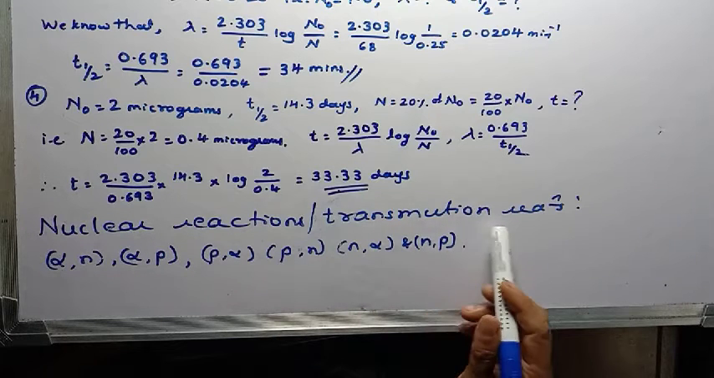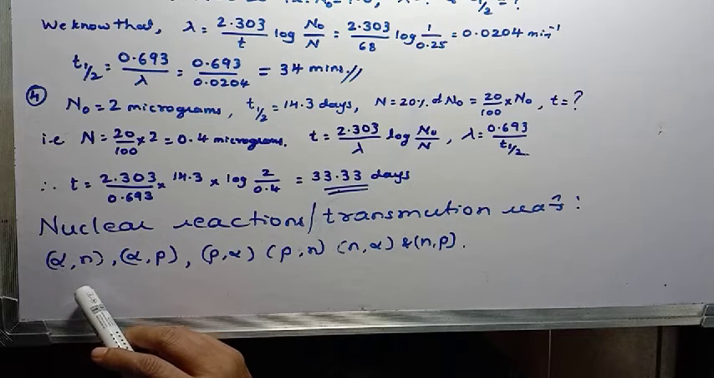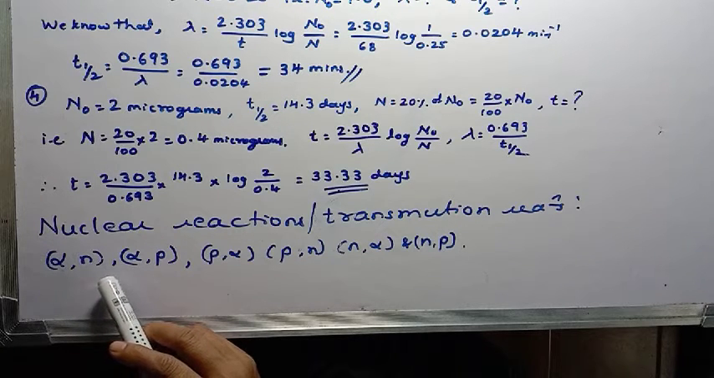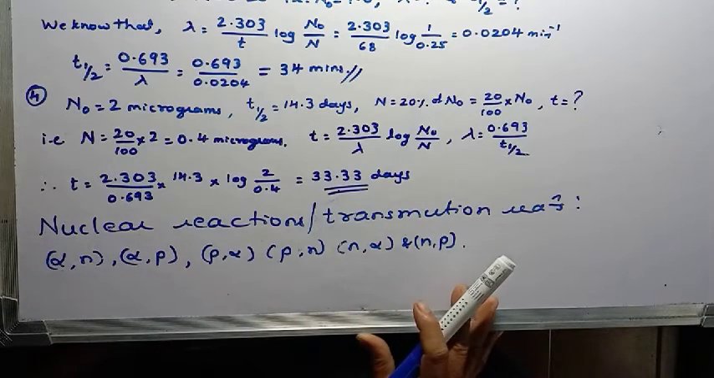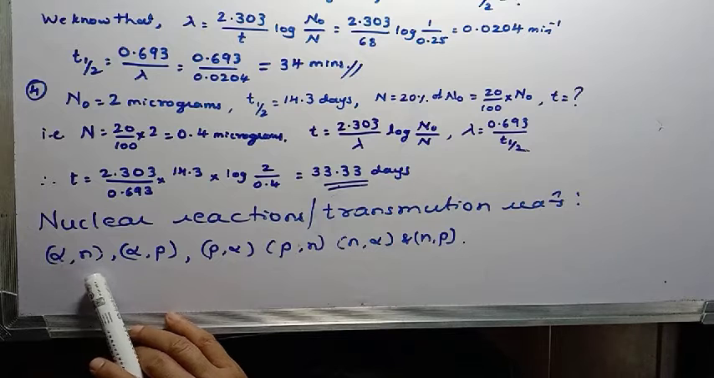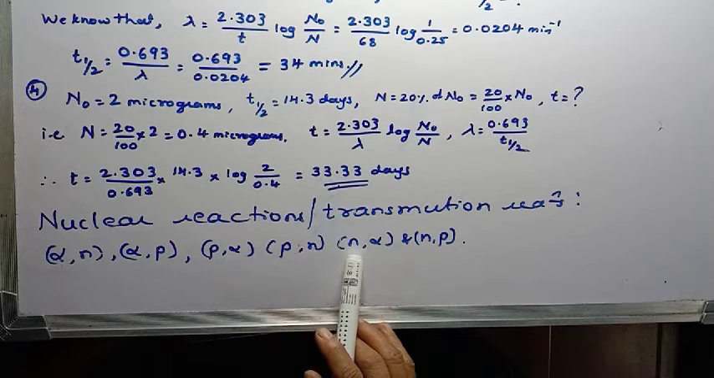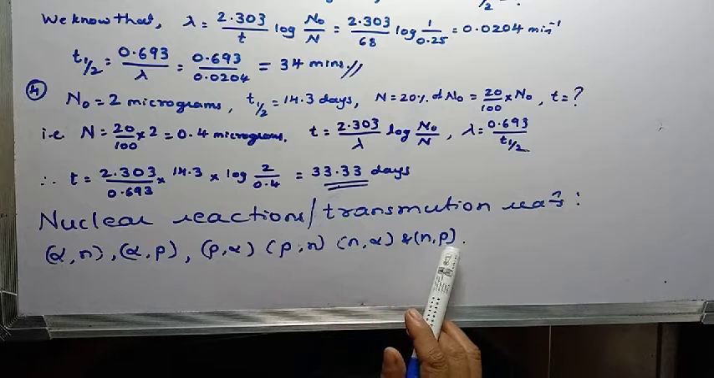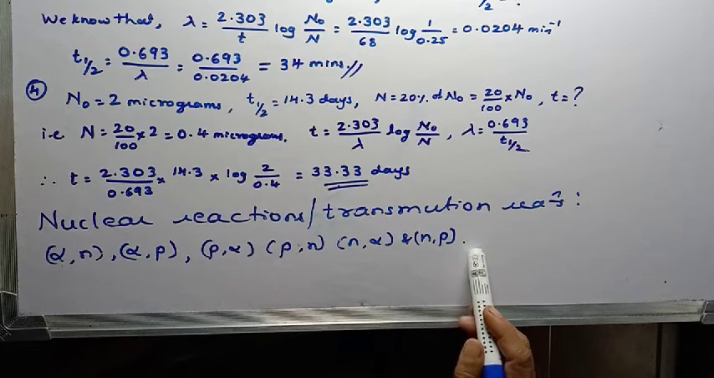nuclear transmutation reactions. Okay, so here there are different nuclear reactions, and out of them they have mentioned only 6 for you. The examples are alpha neutron, alpha proton, proton alpha, proton neutron, neutron alpha, neutron proton. So these are the types of nuclear reactions or nuclear transmutation reactions.